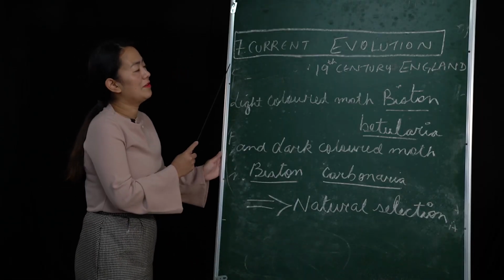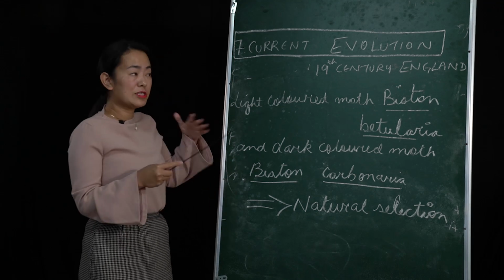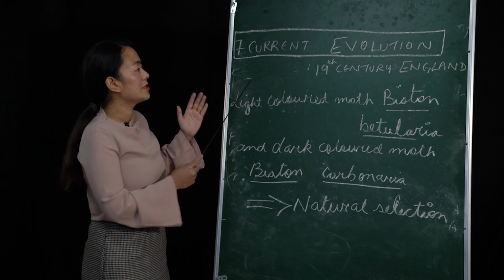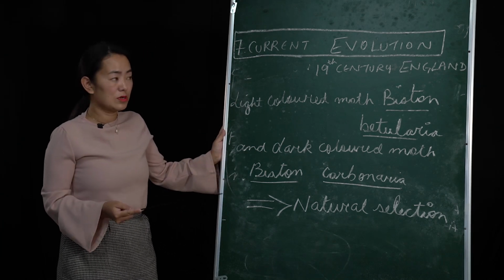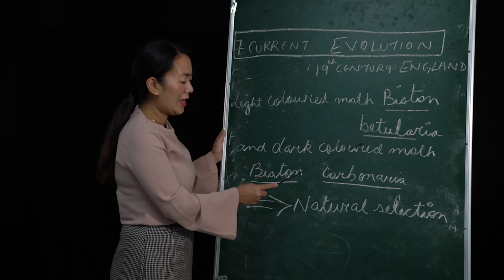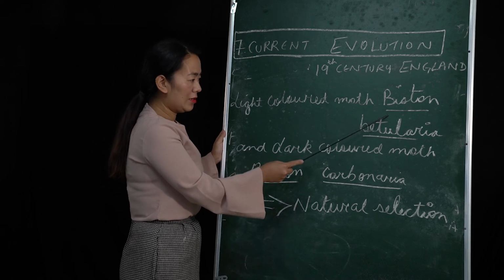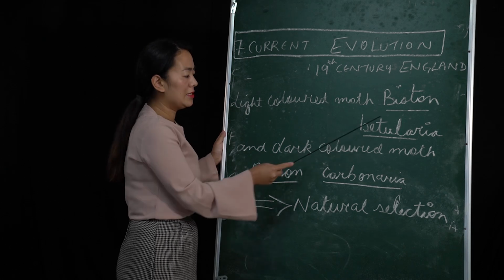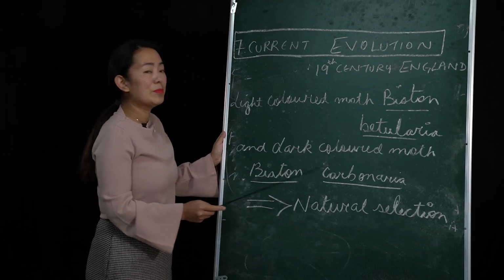Now coming to the seventh one, we're going to talk about the current evolution, that is the present evolution proof. Okay, so this current evolution proof was taken with regards to a moth. This moth was named Biston betularia and Biston carbonaria. This is a scientific name, that's the reason why we always underline the names. Remember that.